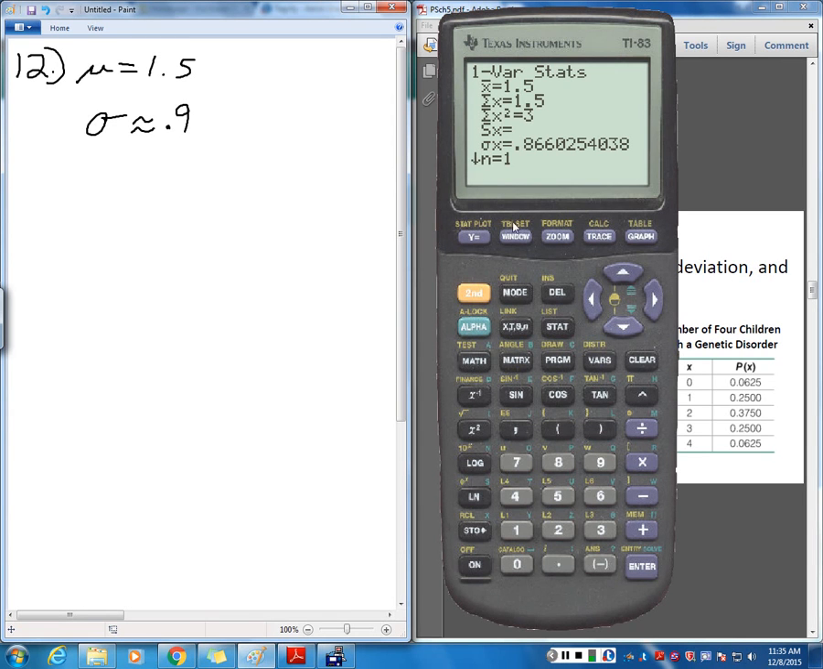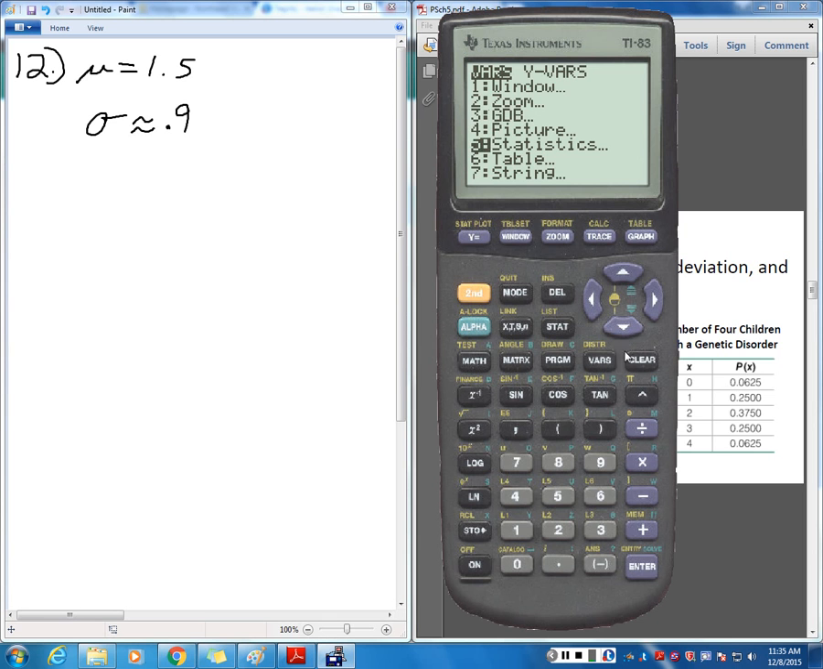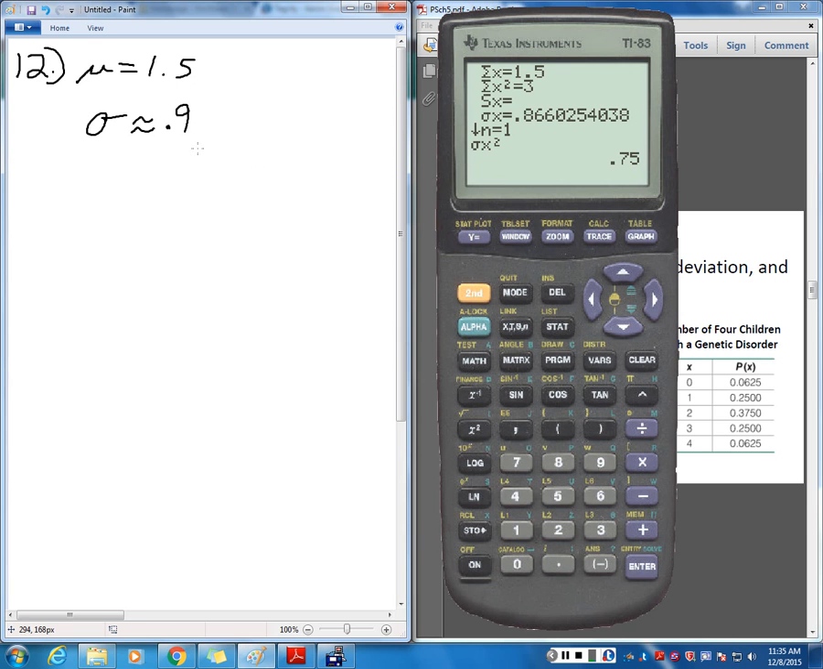To find the variance, I'll either retype all of sigma and square it to avoid round-off error, or you can press Vars, Statistics, go to the sigma symbol, and square the symbol. The calculator will remember that that symbol corresponds to the number you just found. And when I do that, I get 0.75. To remain consistent, we'll round that to 1 decimal place. So sigma squared is approximately 0.8. Those are my descriptive statistics for that probability distribution.